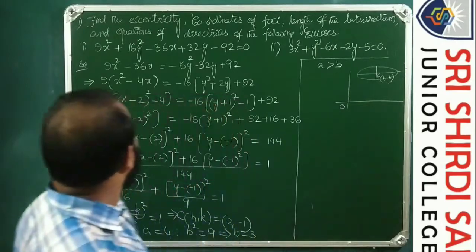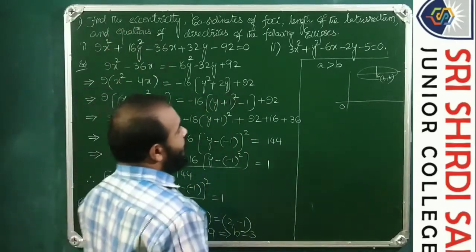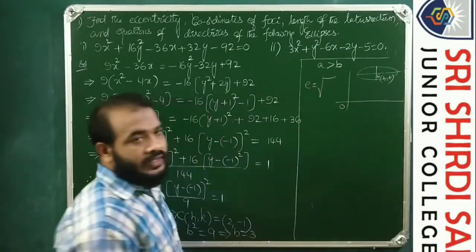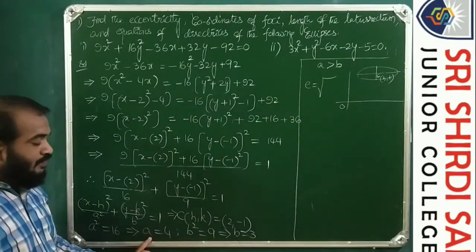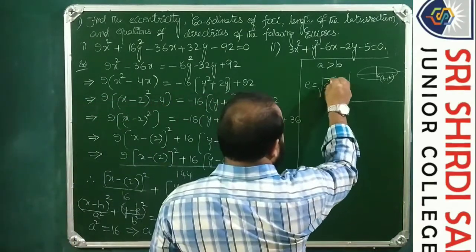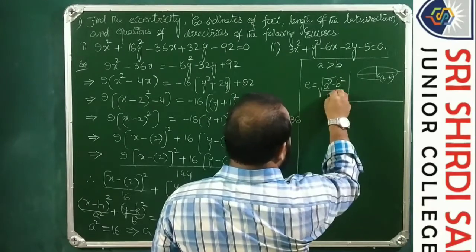Now, first of all, what is eccentricity? Eccentricity e equals the square root of, since a is greater than b, (a² − b²)/a².